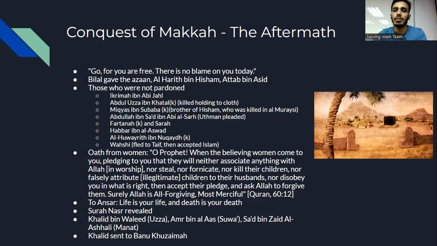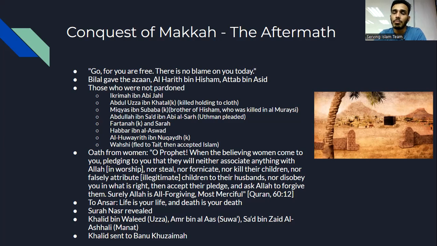So that Sahabi that was accidentally killed was called Hisham bin Subaba. He was a Qurayshi who was accidentally killed by an Ansari. Now, when his brother Miqyas ibn Subaba, who was still a pagan in Makkah, heard that his brother had been killed by someone from Medina, he pretended to accept Islam.